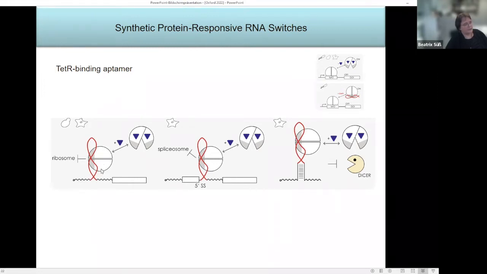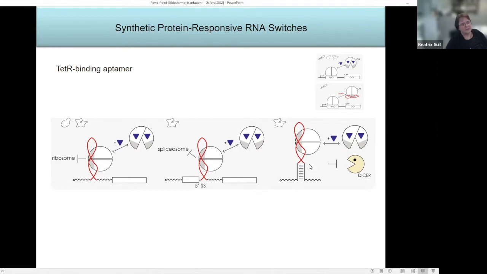It's somehow then inhibited by this roadblock here. So you switch off gene expression. And if you add tetracycline, it leads to this displacement from the RNA, as I mentioned earlier. And then the ribosome can read through. So this is one idea. Another idea is if you add this aptamer close to a 5' splice site, then you may interfere with the ribosomal assembly. So you may then have a block of splicing, of the constitutive splicing.